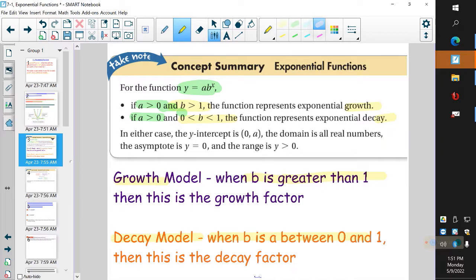The other value, which is the a right there, is going to be our y-intercept. Our y-intercept. It is the initial value. It's the initial amount you invested into your bank account. It's the initial amount of the population of deer someplace. It's the initial amount of fish in a pond. Okay? So a is always going to be the initial amount.